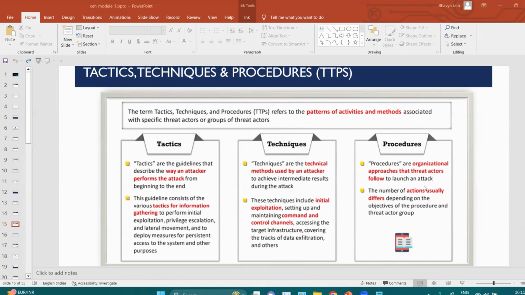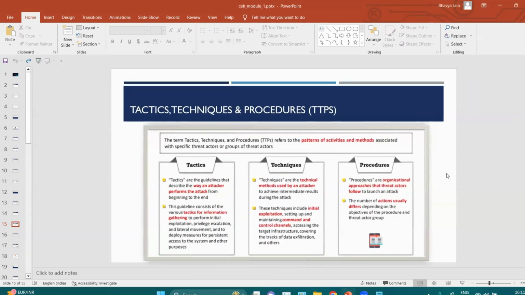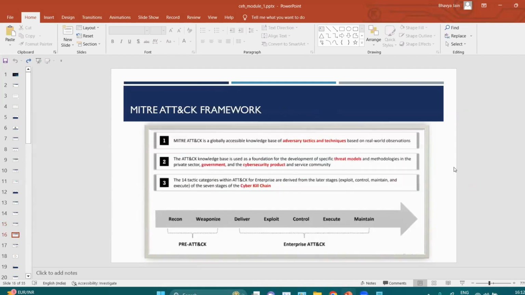Okay, that is known as procedure. So this TTP helps us to understand the behavior of the attacker. And the attacker keeps updating their methodology, their malwares, their techniques, their procedures. So we also have to keep on reviewing their applications, their techniques, and their tactics, so that we can protect our system from those behaviors and techniques. Okay, so that is TTPs.